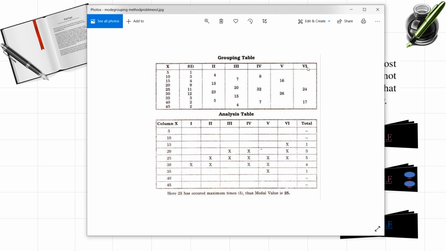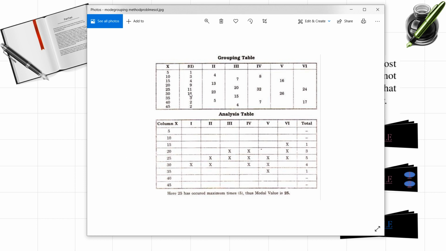This is how you are supposed to find out the 6 columns. And then now comes the analysis table. In this analysis table, first, as it is, you note down all the columns, and here the column X values you are supposed to take, and column values here as before. And now let me explain. First of all, highlight the highest values in each column in the grouping table.